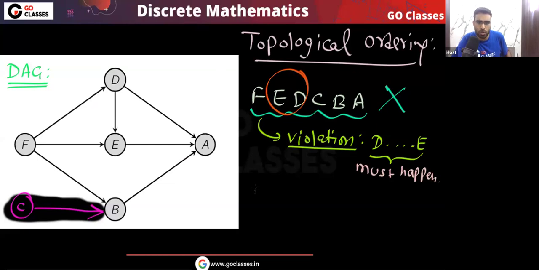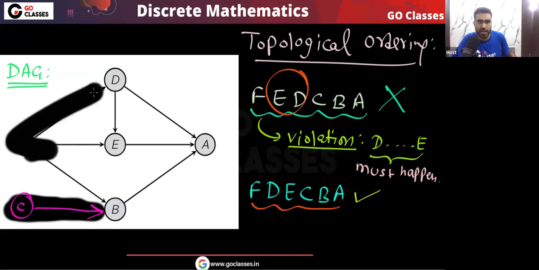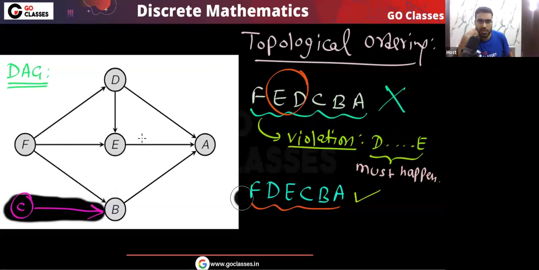Now you tell me, is this a topological order? If I do, for example, F, then D, then E, then C, B, A. On your screen, is this a topological order? Yes, this is a topological order. You can easily see what is happening. First you are deleting F. I can start with F because F has no incoming edge.